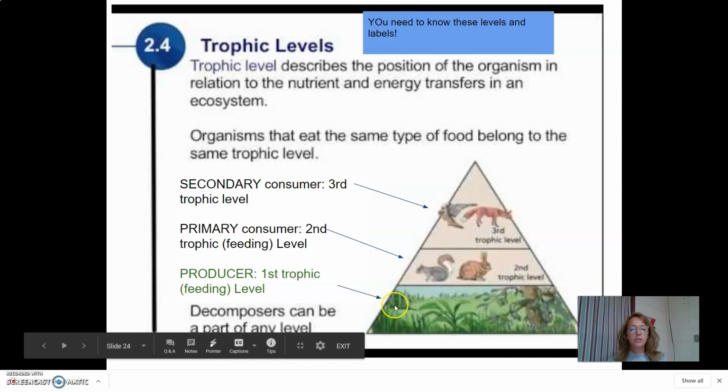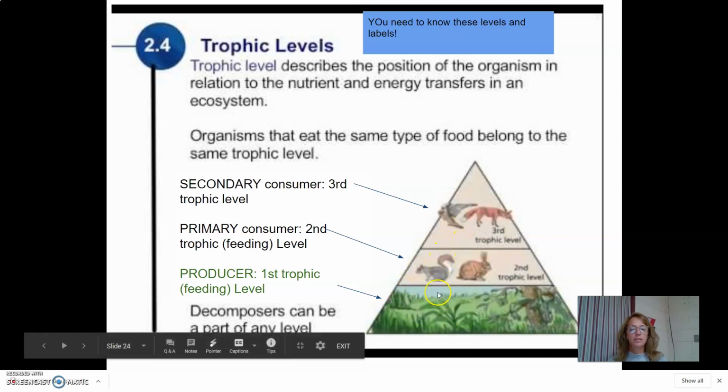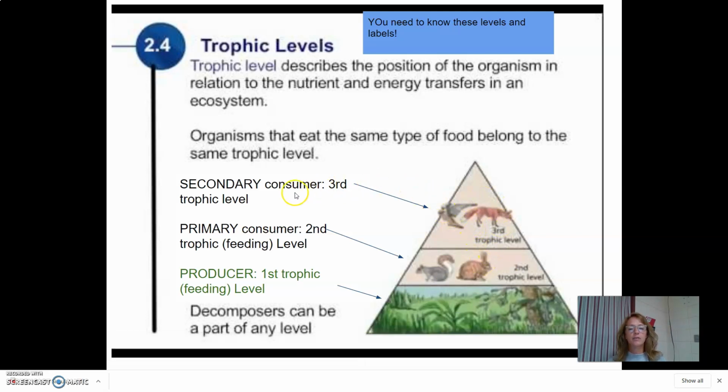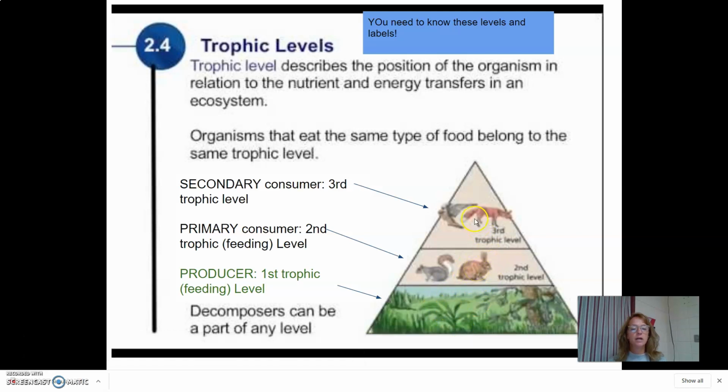So the producer is an autotroph. These two are heterotrophs, but this is the first feeding level because they make their own glucose. Here's the second feeding level. Here's the third feeding level. That third feeding level is a secondary consumer. So don't get confused there. Please understand that this triangle shows abundance. We have the most plants, second amount of those guys, less of these, and as you go up in the pyramid, you're going to get fewer and fewer of each type of consumer.